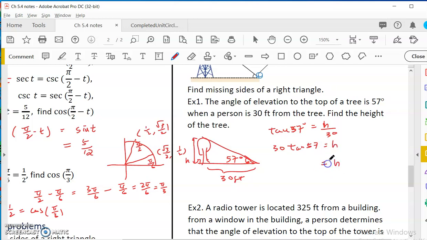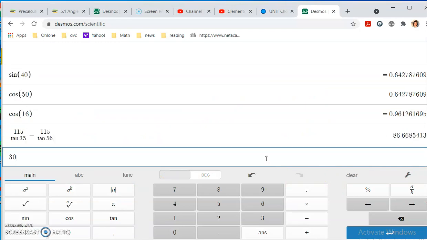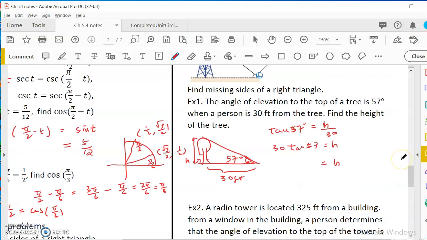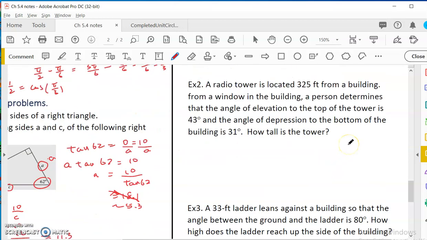So how tall is the tree? It is 30 times tangent 57. So with this, 30 times tangent 57, 46.2 if you want to the tenth place. 46.2 feet. So they have units, unlike those triangles that we worked on before.